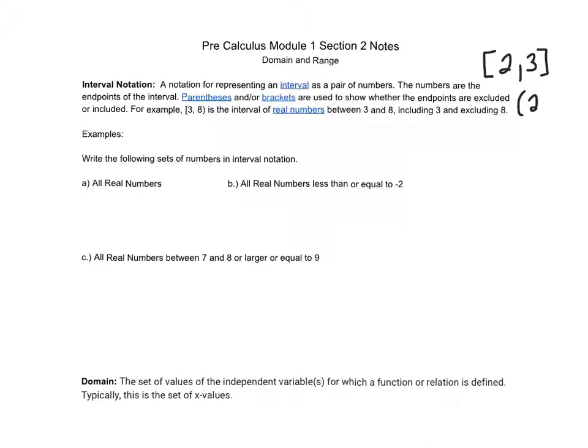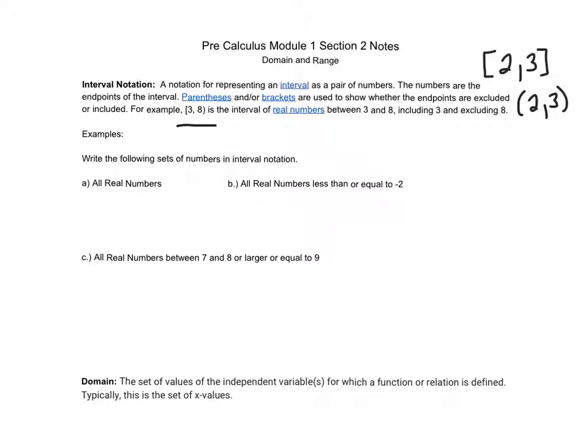If I put 2 and 3 both in parentheses, then that's all the numbers between 2 and 3, not including 2 and 3. So the example we have written here in the notes, bracket 3, comma 8, parenthesis, is all the numbers between 3 and 8, including 3, but not including 8.